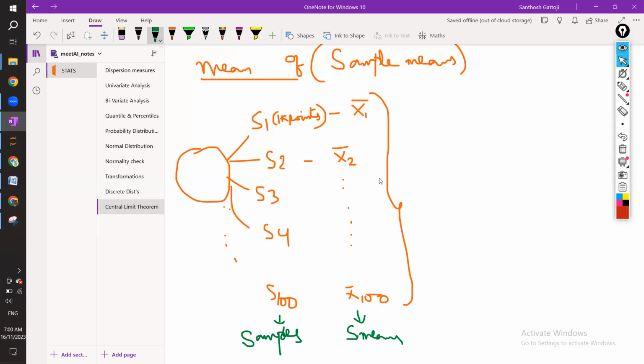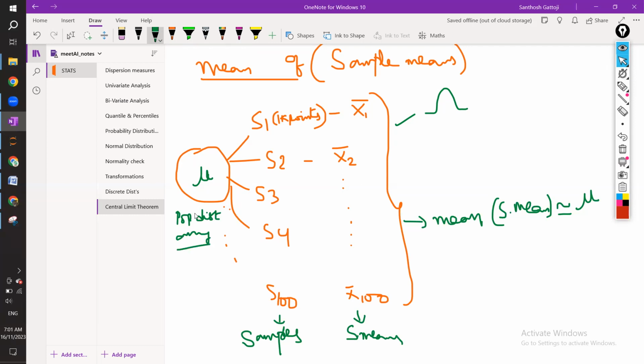Now it is saying the sample means will follow a normal distribution if you plot them, and the mean of the sample means will be approximately equal to the population mean. This population will have its mean, right? That is called mu. This mean of the sample means will be equal to the population mean. This is the actual concept, and this is irrespective of the population distribution. Any population distribution, this could be anything. This is the whole picture of the central limit theorem, guys. Is this clear? It should be very, very clear.